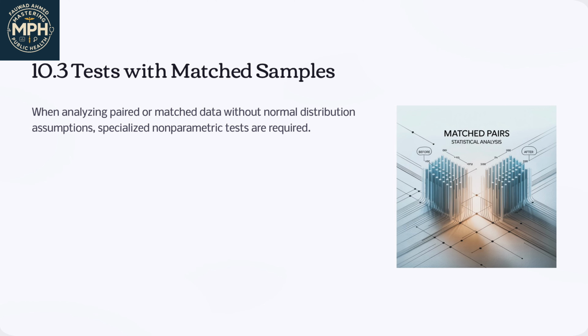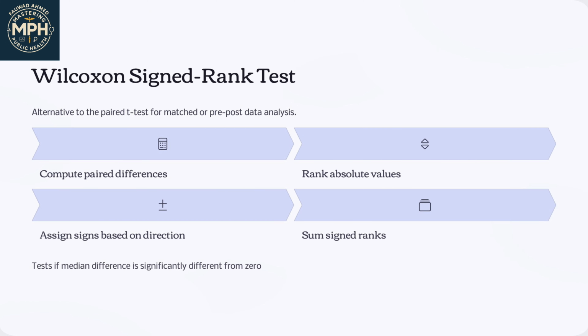For matched or paired data, we use the Wilcoxon signed rank test. It's the nonparametric alternative to the paired t-test. We first compute the difference between each pair. Then we rank the absolute values of the differences, assigning signs based on whether the difference was positive or negative. Then we sum the signed ranks and compare to a reference distribution to get the p-value. This test tells us whether there's a consistent direction of change across pairs.